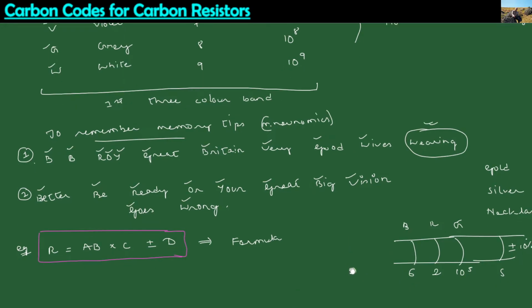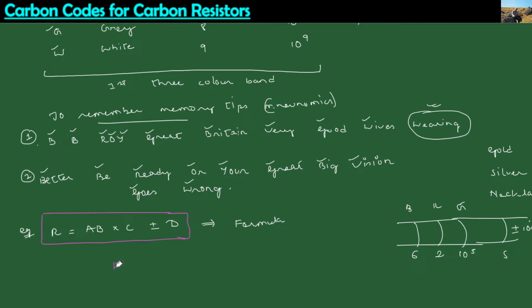So let us try to establish that resistance R from here. How much is that resistance R? The first color band is blue, digit is 6. I have written 6. Second color band is red, digit is 2. So in place of B, I will write 2.